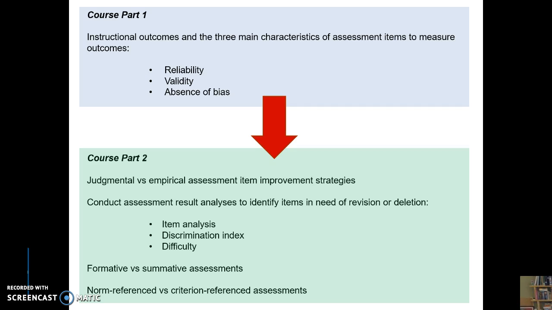So we looked at outcomes, and then we looked at the first or the main characteristics of what makes assessment items good at measuring status. And so we focused on the big 3 characteristics, and that is reliability, validity, and absence of bias. So the first part of this class focused on assessments in a general sense.